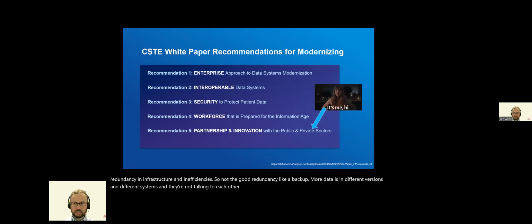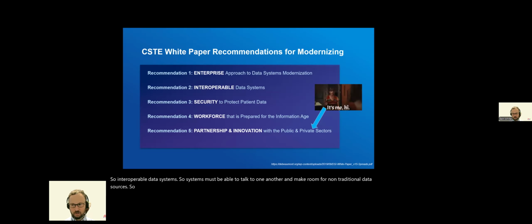So interoperable data systems. Systems must be able to talk to one another and make room for non-traditional data sources. So not just tabular data, but pictures, tweets, TikTok stories, images, pictures of documents, right? Audio clips from interviews, you name it, right? All different types of data, all stored and all being able to be retrieved by other systems. These modern data systems should be secure, so not only to prevent the advanced cybersecurity threats of the day, but to bolster the public's trust of our work.